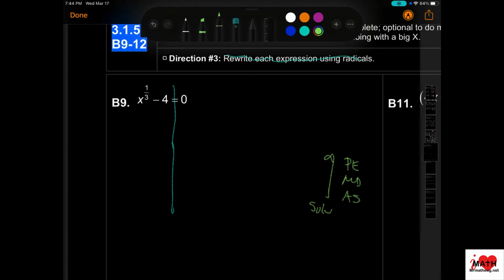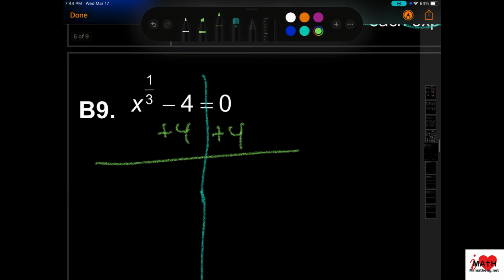You're solving, so you're going to do addition and subtraction first. So I'm going to add 4 here. This will give me x to the 1/3 equals 4. Okay, how do you get rid of that 1/3?